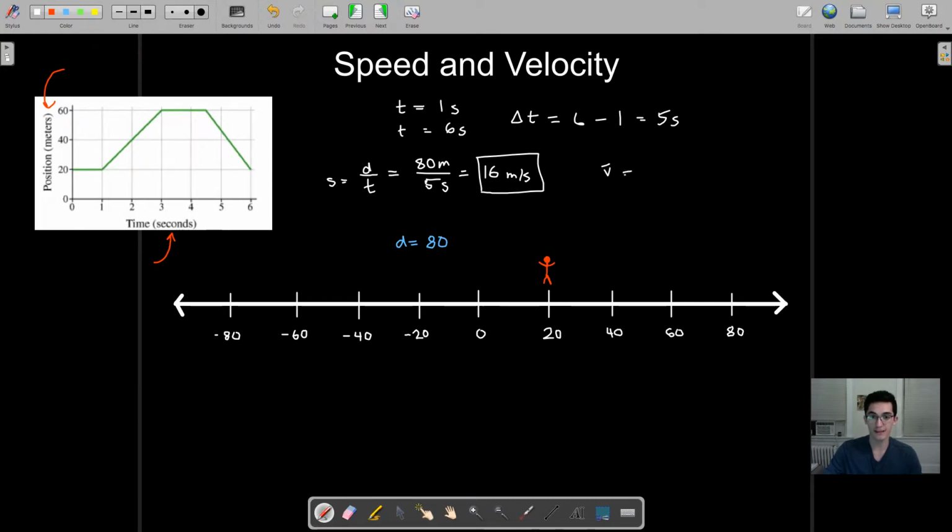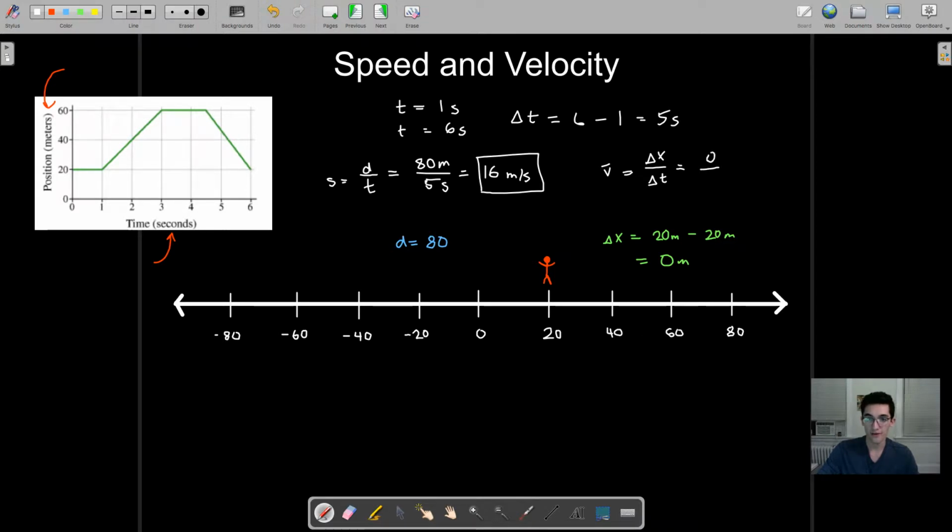Our average velocity is equal to our displacement over time, so we need to decide what our displacement is, okay? What is our displacement? Take a moment, pause. And our displacement is actually surprisingly 0. What was our final position? We ended at a position of 20 meters. And our initial position was also 20 meters. We started and ended at 20. So 20 minus 20 is equal to 0. That is our displacement.